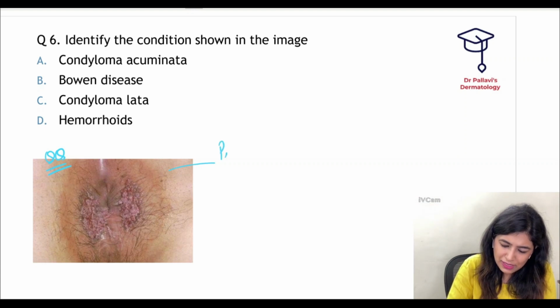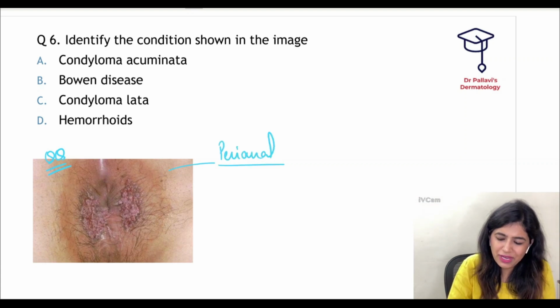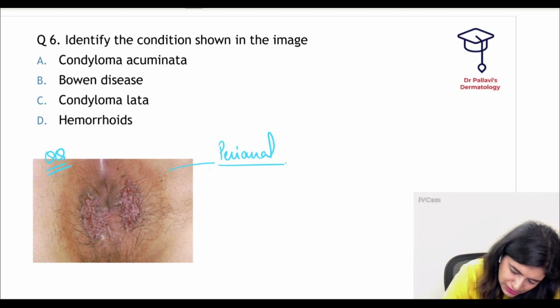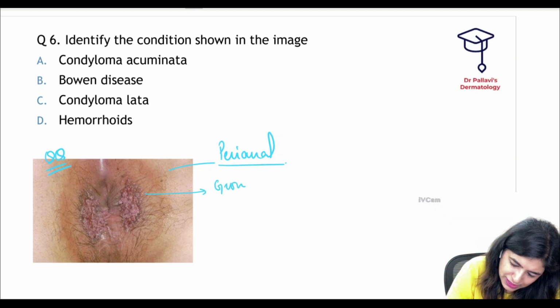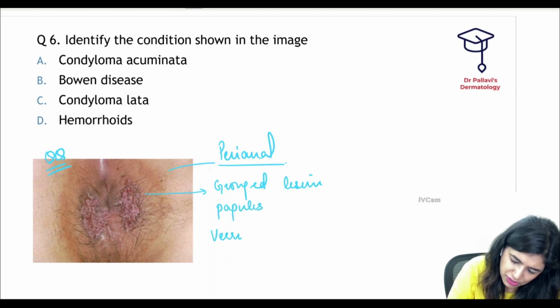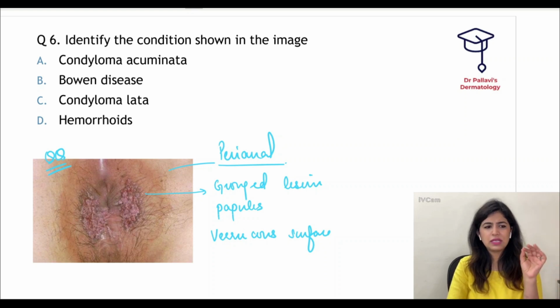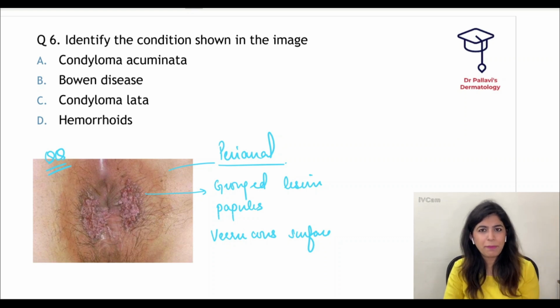The area is perianal. See, whenever you have perianal or genital lesions, think of an STD. Okay? Perianal genital, first think of a STD. What do you see? You see multiple grouped lesions here. Grouped lesions which are papules and which have a rough verrucous surface. Now, go back to the STDs that you've read. Grouped papules with a rough verrucous surface either on the penis or the vulva or the perianal area.